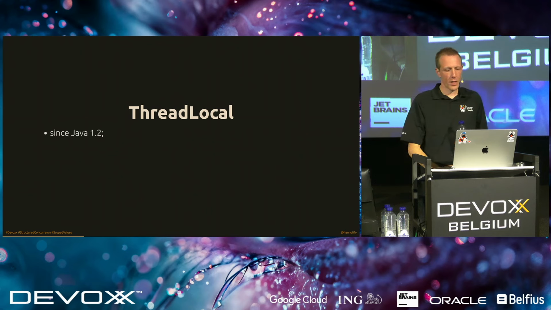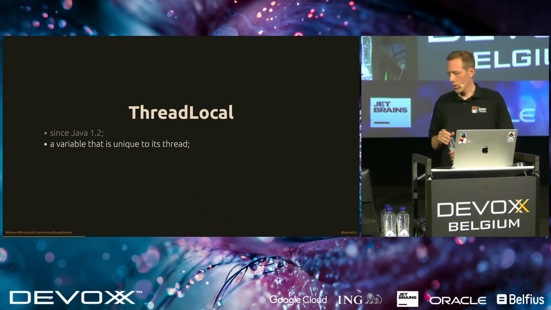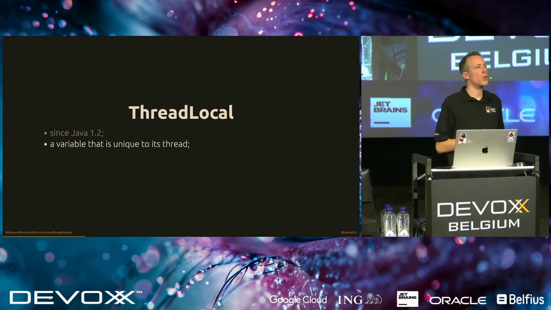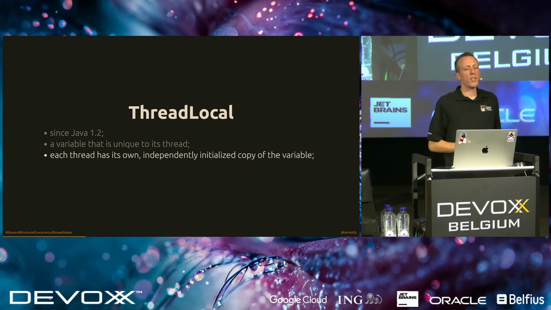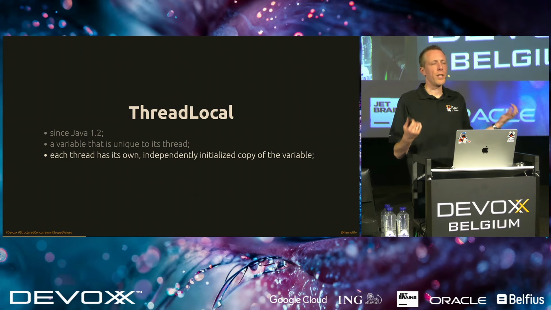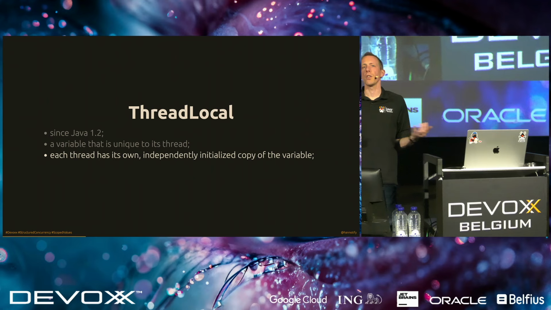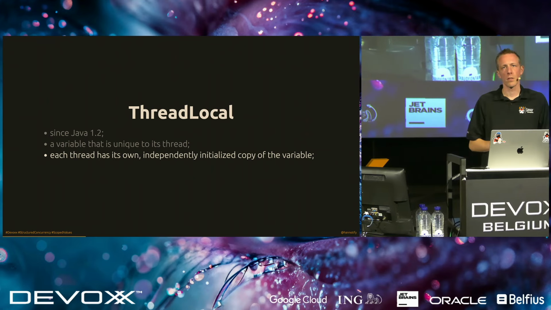And it's the ThreadLocal, which we can use since Java 1.2, and which has the very unique property that it models a variable that is unique to its own thread. So each thread has its own independently initialized copy of the variable. So imagine you need a certain value in many places in your code. When you're not dealing with concurrent code, you would probably just use a global variable, maybe a final static variable, and refer to it everywhere.